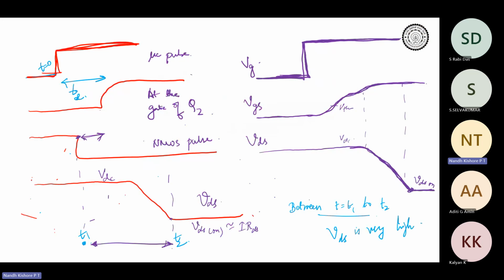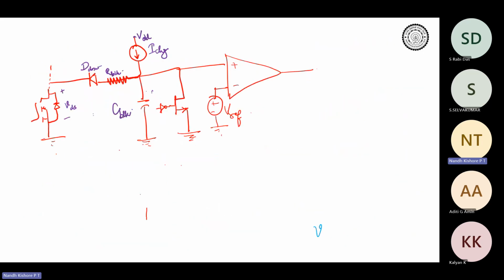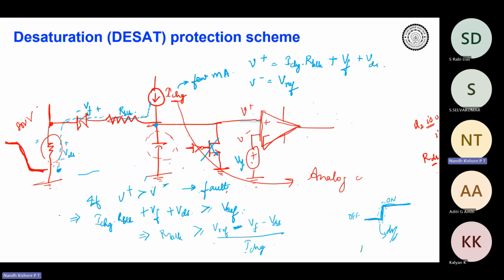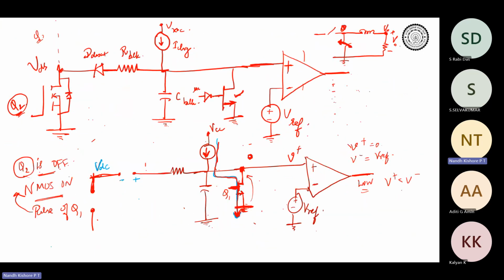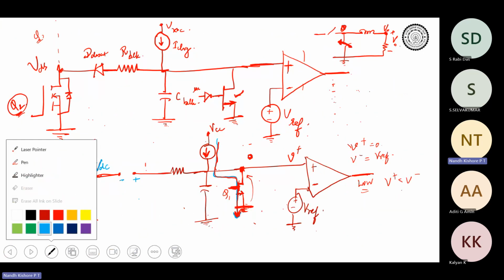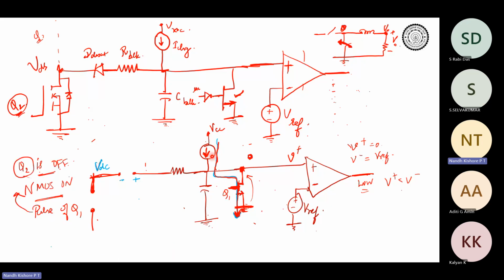Okay, so one, VDS is very high, right? And two, your NMOS is turned off. Okay, so we saw in the starting itself that when the device is completely off, your current source will find a path through NMOS, right? It will find a path through NMOS. Since the NMOS is turned on, your voltage at the V plus terminal is clamped to 0, right? Voltage at the V plus terminal is clamped to 0.